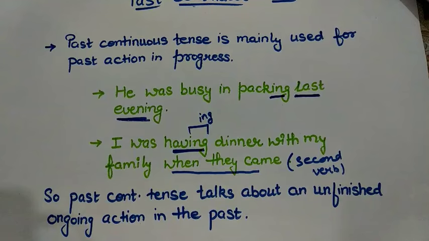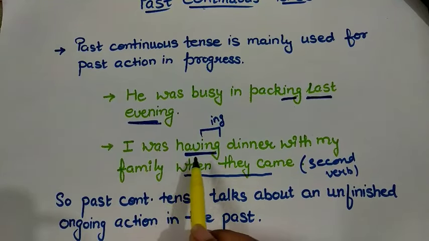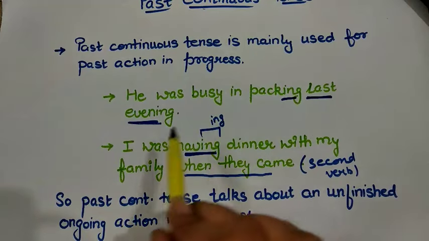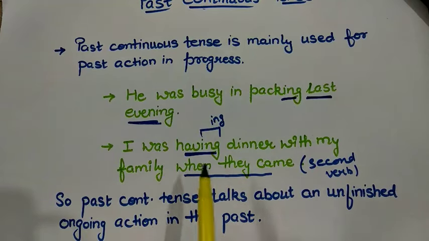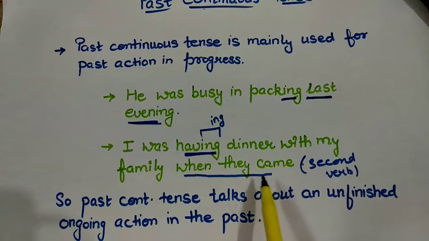So I can say that I was having dinner. It is a continuous process. And when they came, I have used simple past because this action was finished. So, past continuous tense talks about an unfinished ongoing process or ongoing action in the past. We will also see why we have used simple past here.